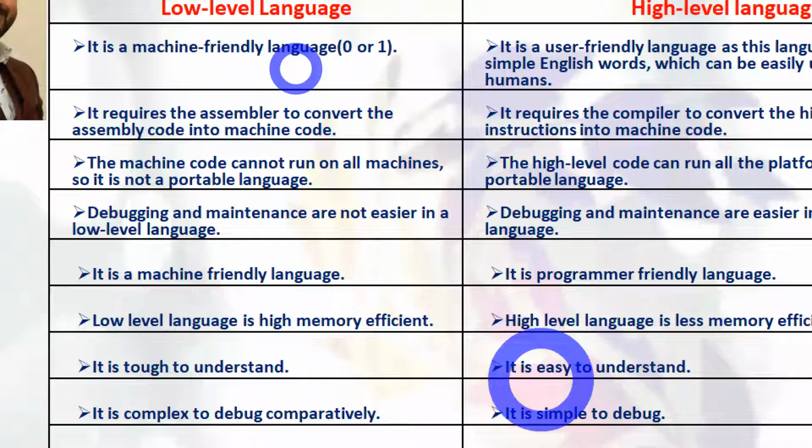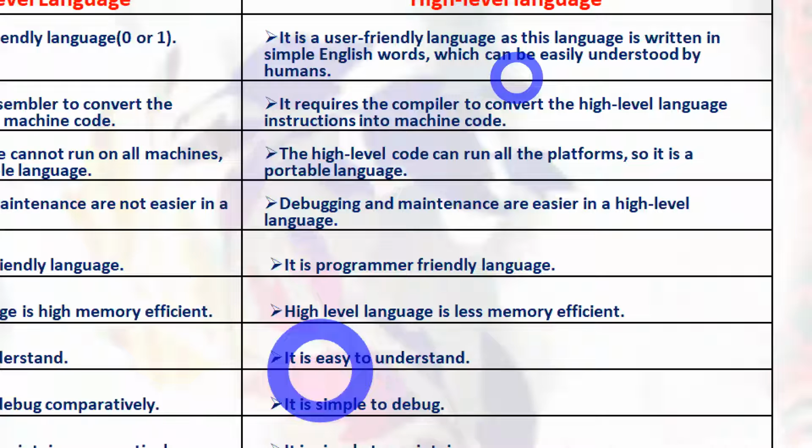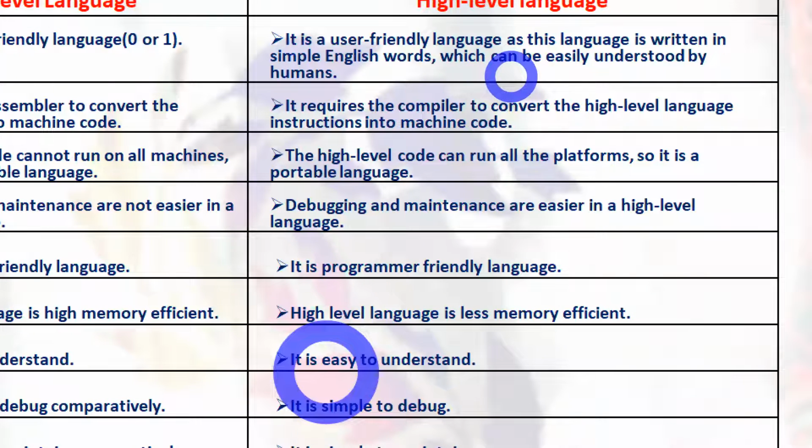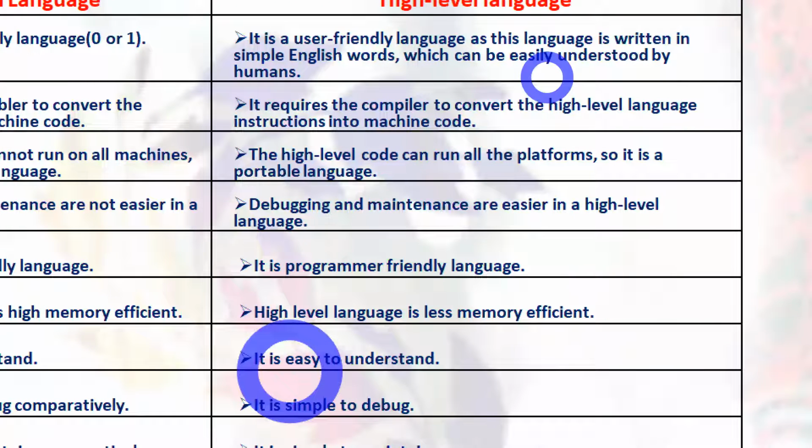Low level language is machine friendly because the machine understands zeros and ones representation. But high level language is user friendly, as these languages are written in simple English words which can be easily understood by humans.